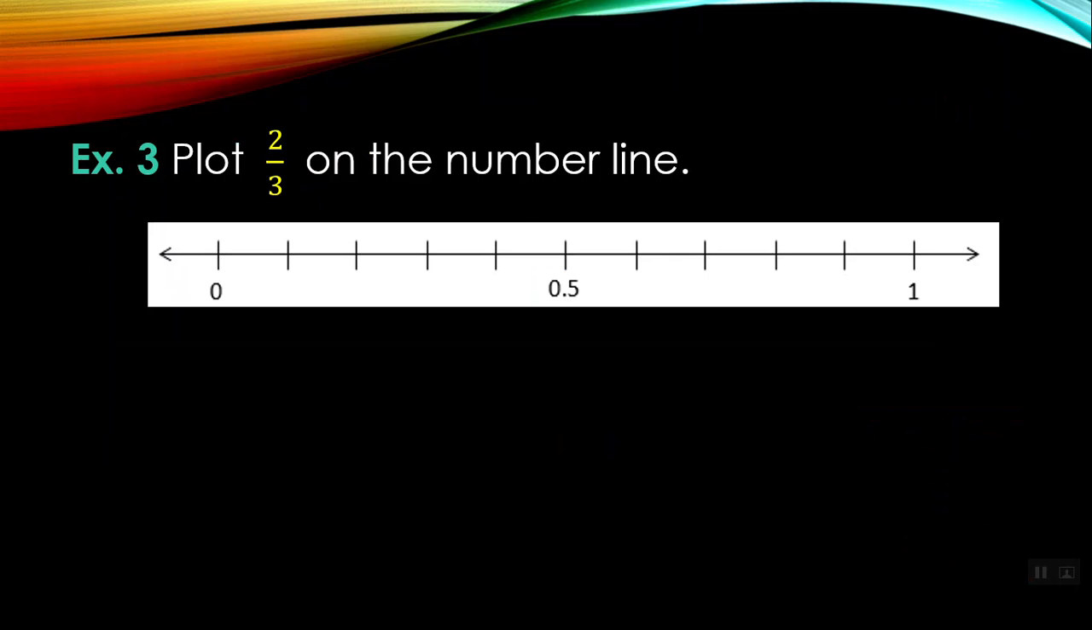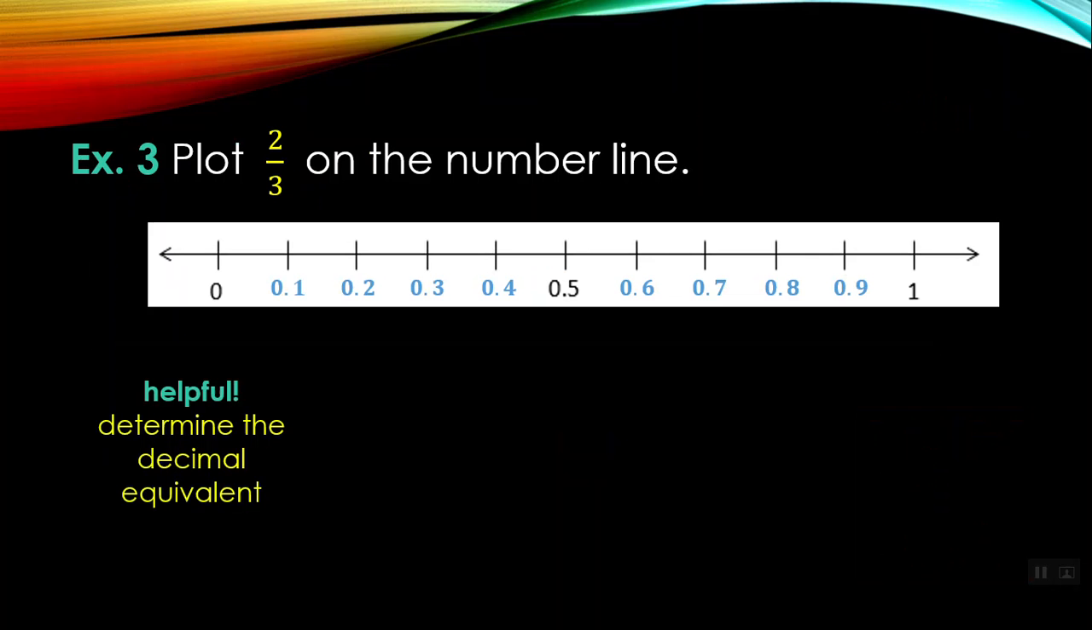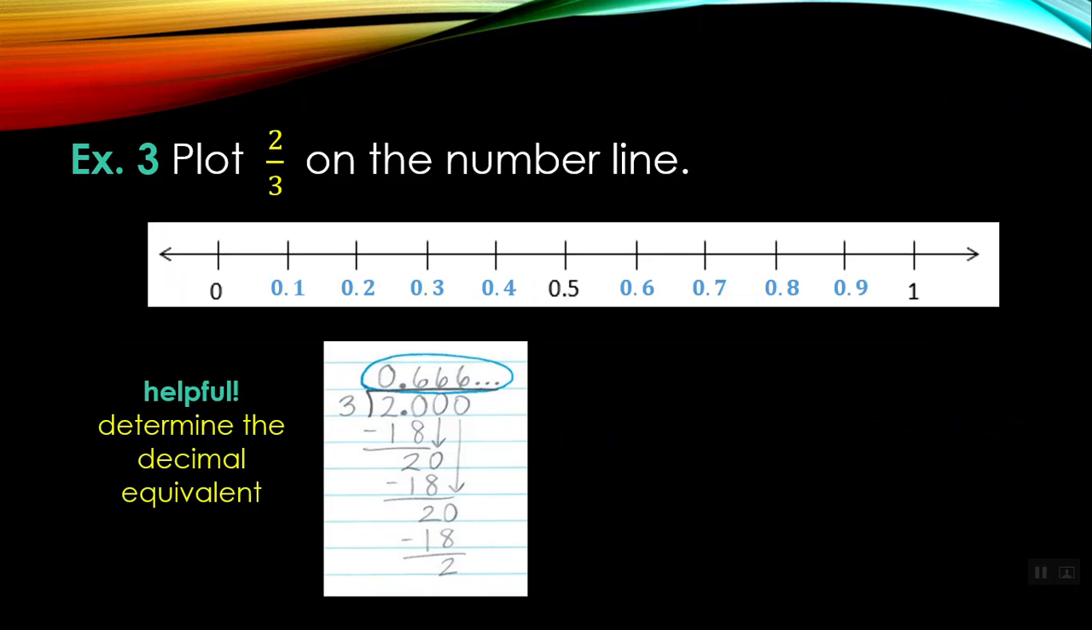All right, example 3. Plot 2/3 on the number line. Here we're going to do the same. We're going to try and figure out what our scale is. You can see that this one is tenths, and then we're going to determine that decimal equivalent. So 2/3 is 0.666 repeating. Now that's one that you might have memorized, so you don't necessarily need to do that division by hand every time. If you recognize 2/3 as 0.66 repeating, that's great.